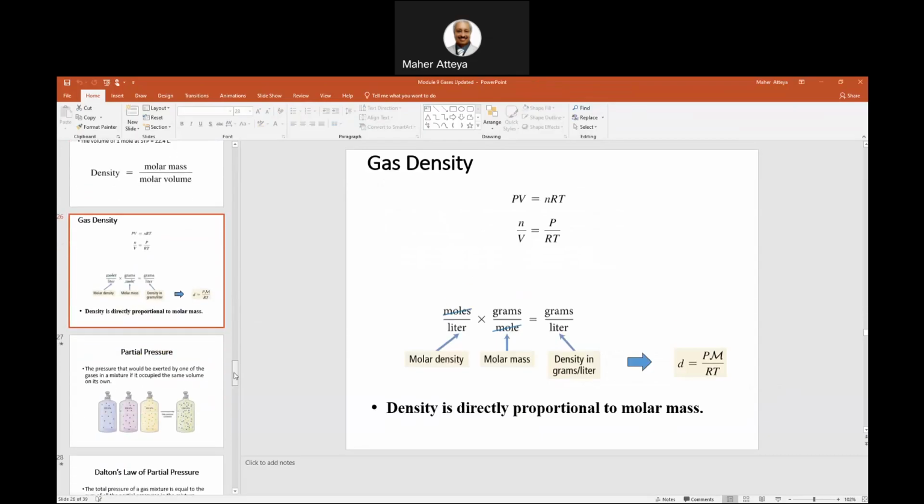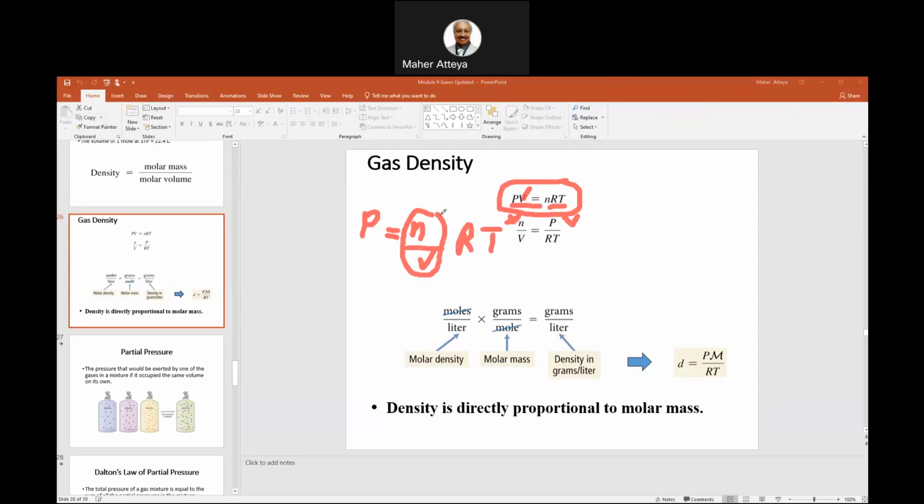Gas density. This is from the formula here. Look at the formula, this is very important. When you put this one there, you divide both sides by what? By V. This one by V, this one by V. By doing this, the V cancels out, correct? So you have P equal to n over V times RT. Don't worry about RT, that's there, but n over V will give you the density.